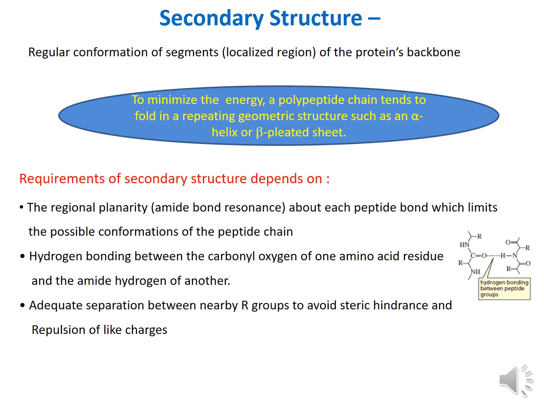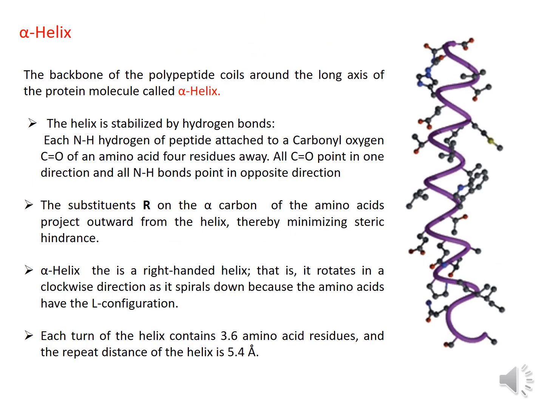As far as the secondary structure is concerned, there will be two types. One is the alpha helix structure and another one is the beta pleated structure. Now let us discuss one by one. What is alpha helix and what is beta pleated sheet? Alpha helix means the backbone of the polypeptide coils around the long axis of the protein molecule. This helix is stabilized by hydrogen bonding.